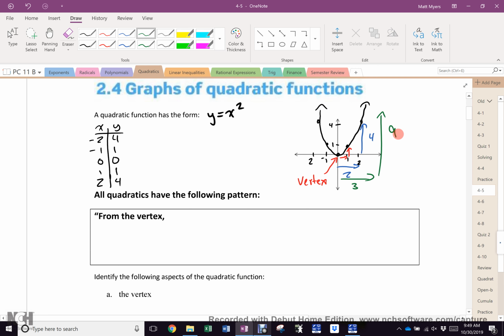Everybody understand? What if I go right 17? How far up will it be? Out come the calculators. 289. Everybody understand? It goes up by the square of how far we went sideways. Everybody good? All right. So, please note, all quadratics have this pattern.